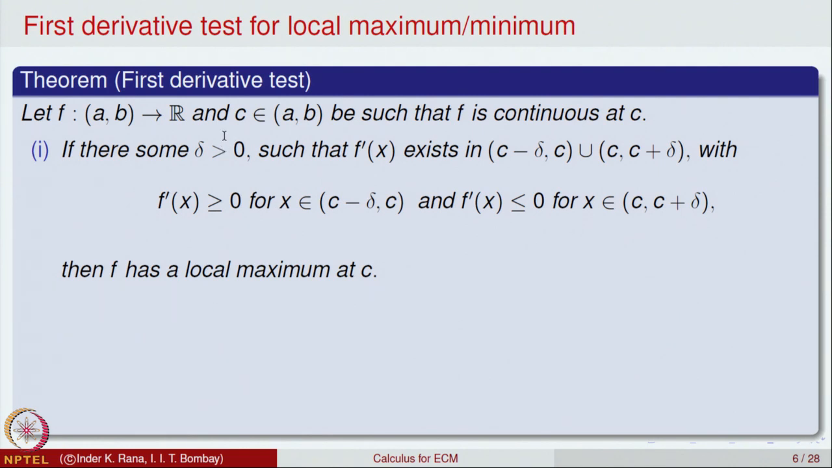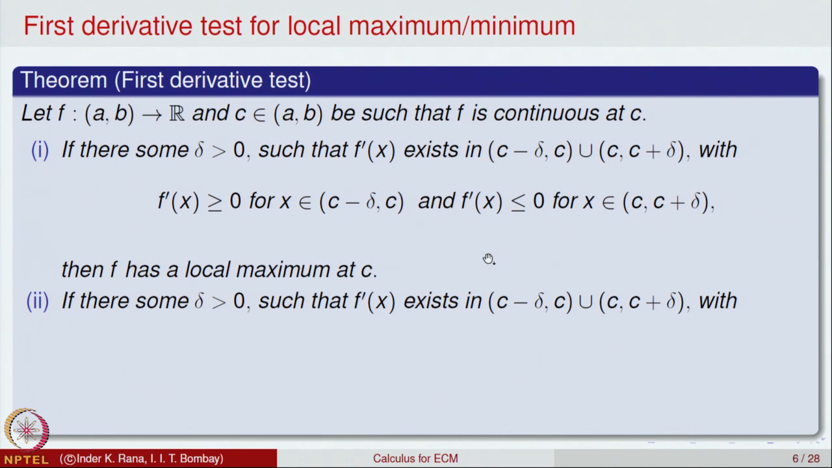So, the first derivative test requires two things. One, first of all the function must be continuous at the point C, and secondly in a neighborhood of the point C, except possibly at the point C, the derivative is bigger than or equal to 0 on the left and less than 0 on the right, then it has a local maximum at that point.